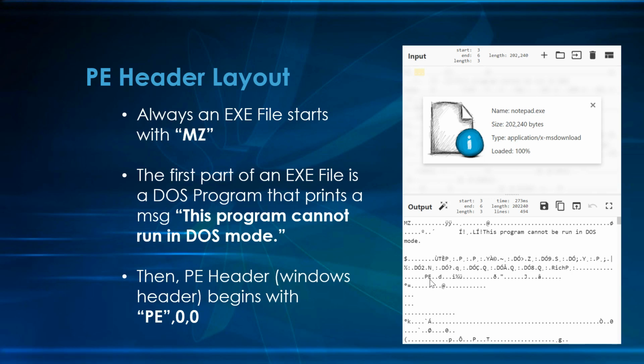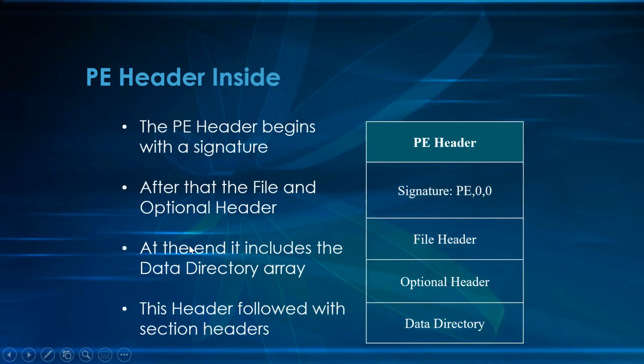So everything after this is related to the Windows application. The Windows application is basically divided into multiple sections. First is the signature, which is the PE, then something called the file header, then something called the optional header, and it's not optional at all, it's always there, and it's very important. And the last is the data directories.